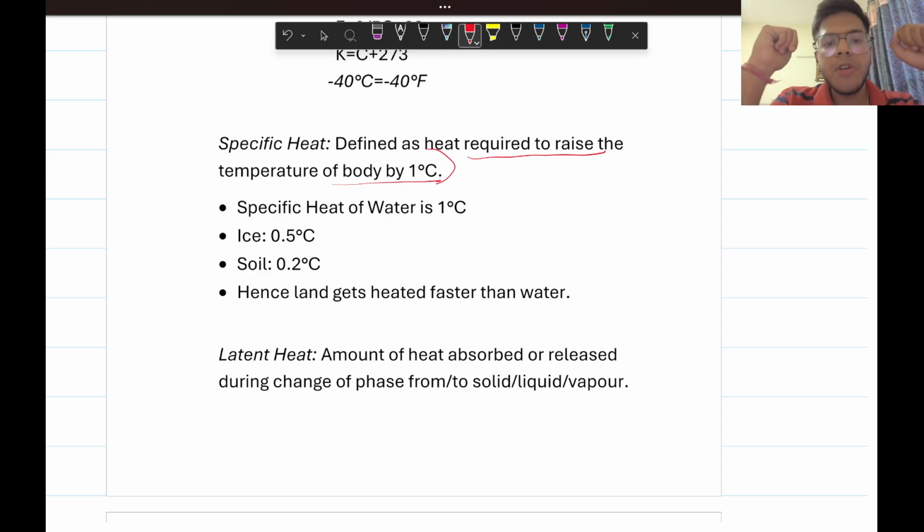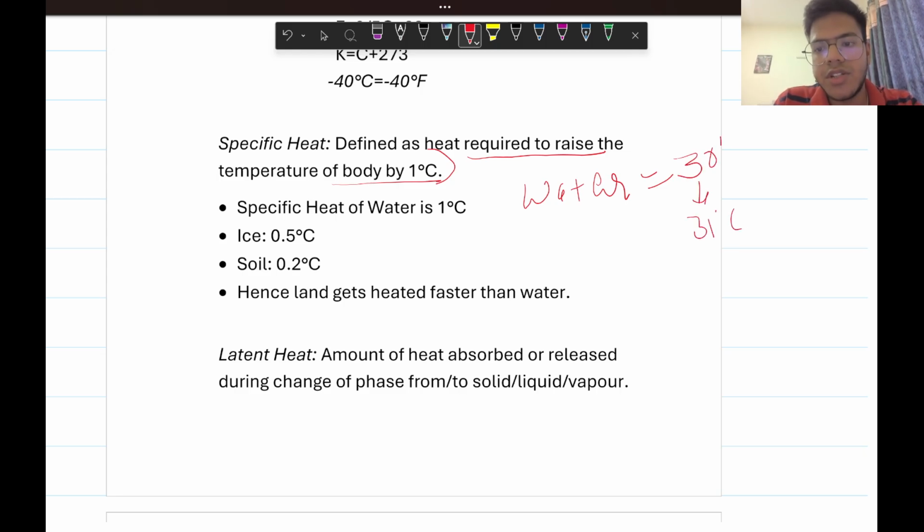Okay. Let me give an example. If I have to increase the temperature of water by 1 degree Celsius, suppose its temperature is now 30, I have to make it 31 degrees Celsius. Now the amount of heat used in this is, let's suppose I'm just giving you random numbers. Okay, random example. So the amount of heat is 50 joules.